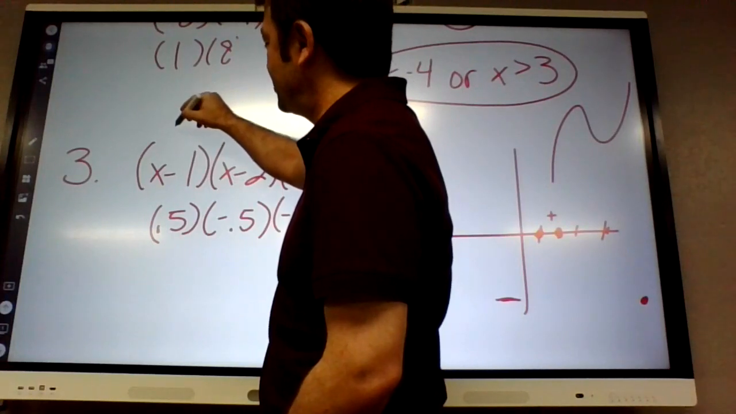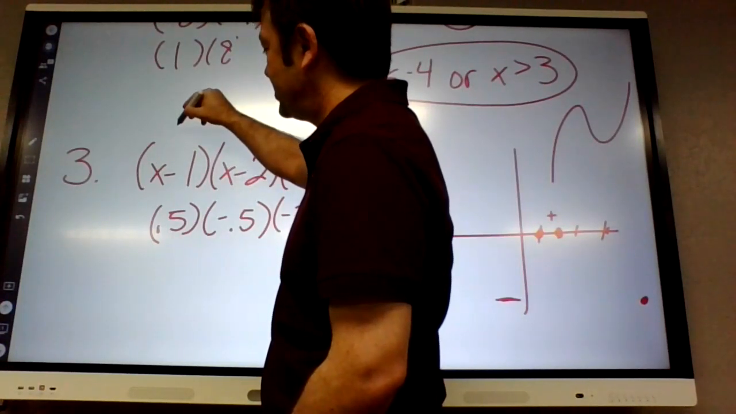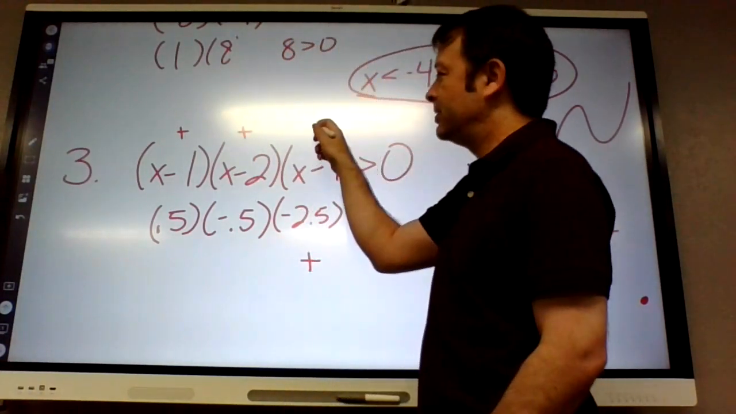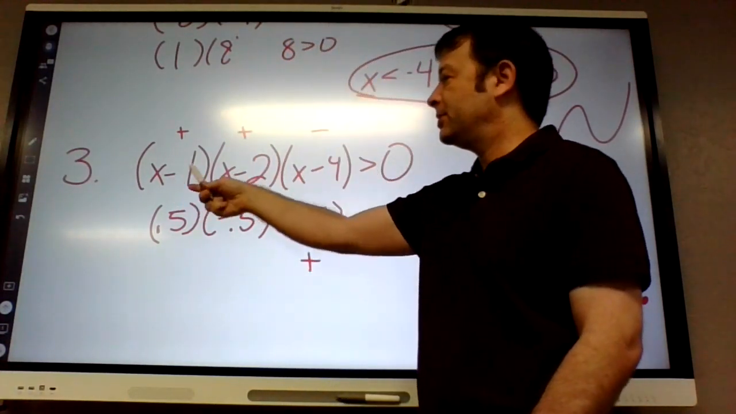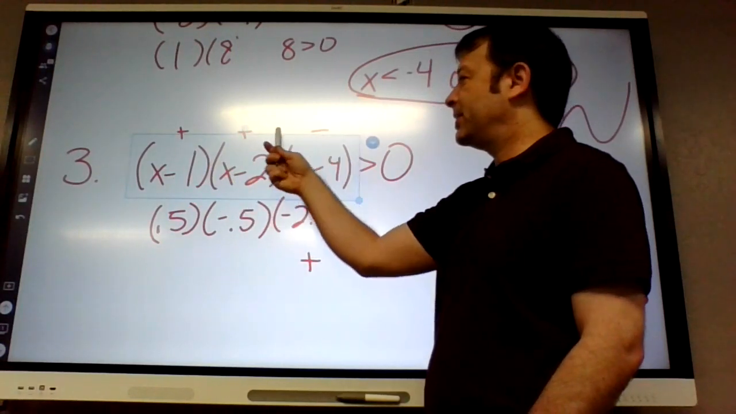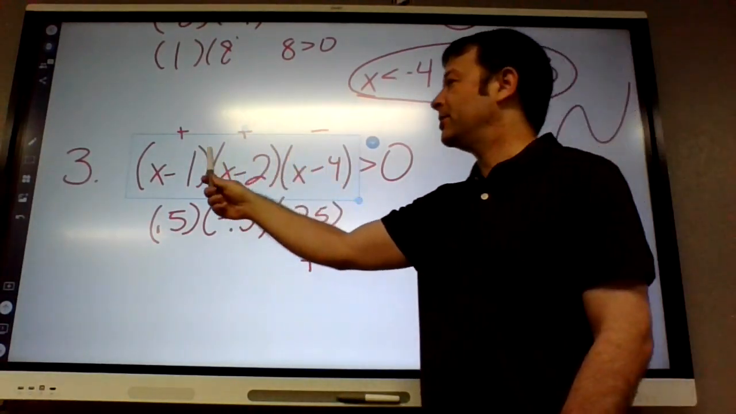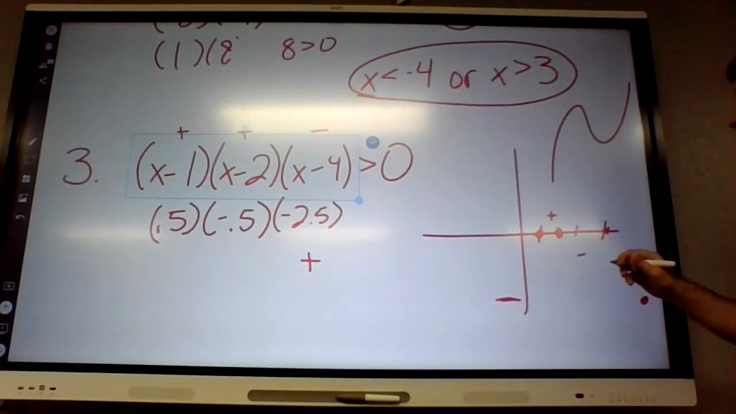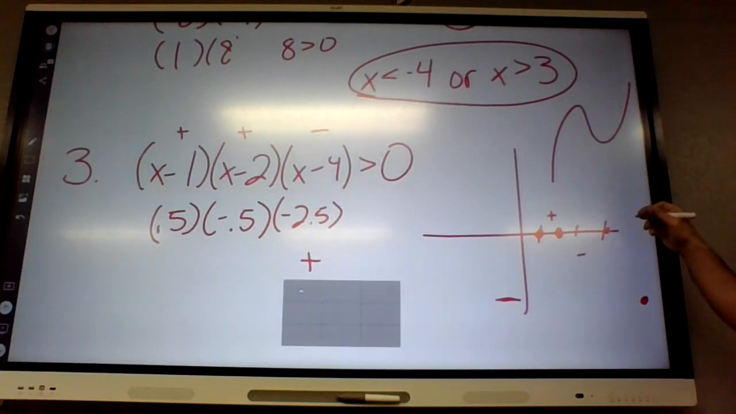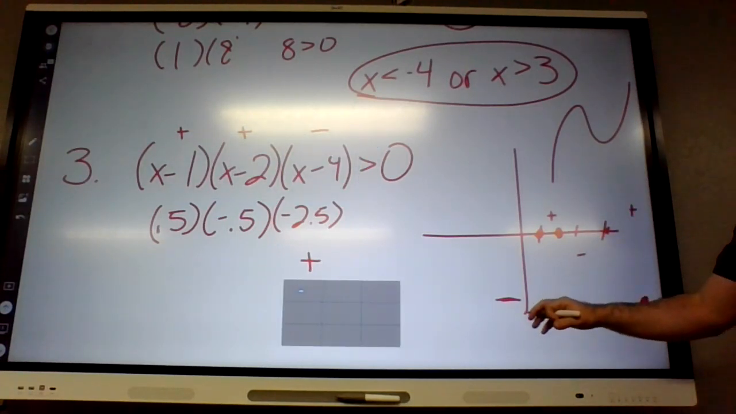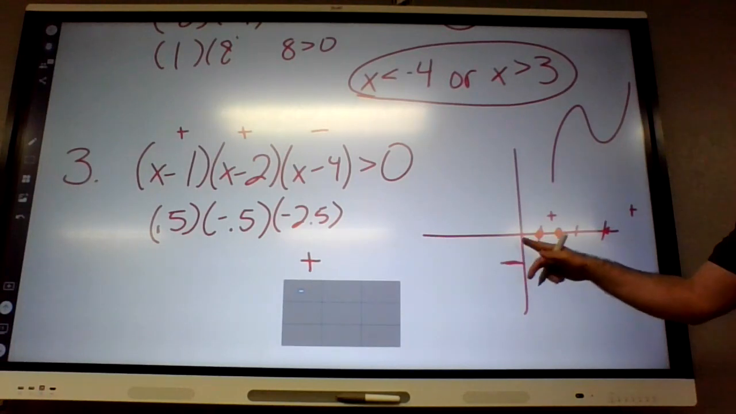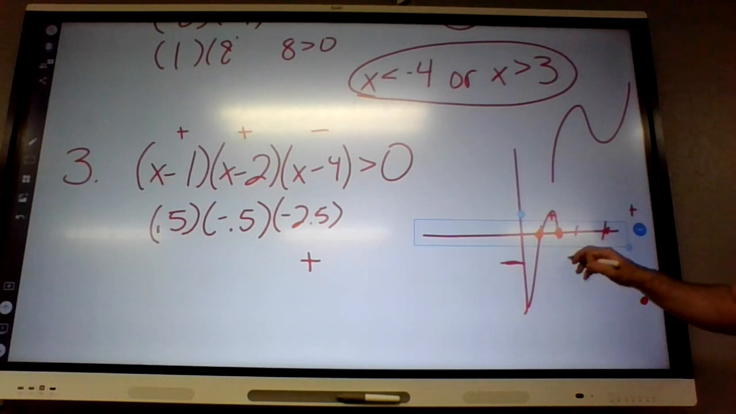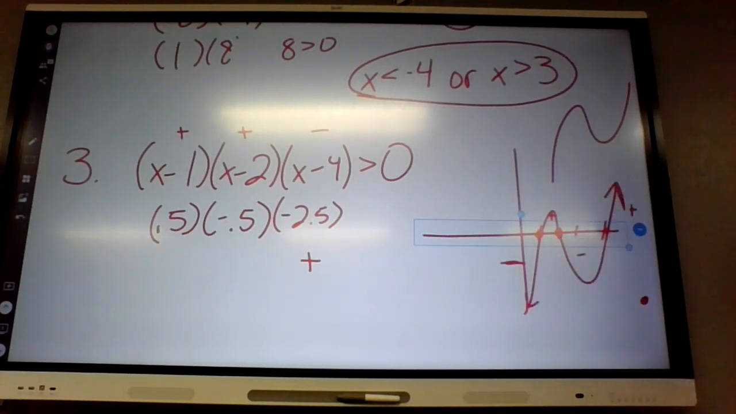If I plug in x is 3, this one would be positive, this one would be positive, this one would be negative, if I plug in 3, 3, and 3. So altogether, if I multiply them together, it'd be what? Negative. So I should expect the graph to be negative down here. And if I plug in like 5, it'll be positive again. So if you don't remember what the graph is, just plug an x in here, plug an x in here, plug an x in here. It kind of tells you that it's just going to go up and down like this.